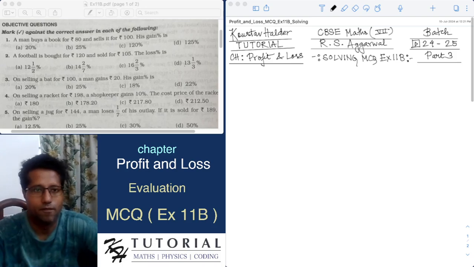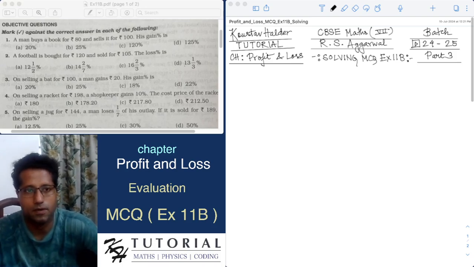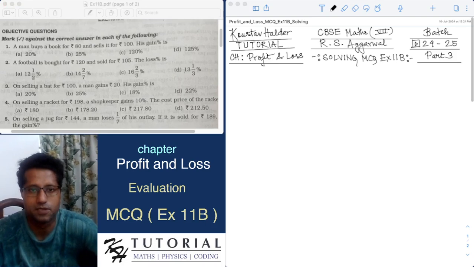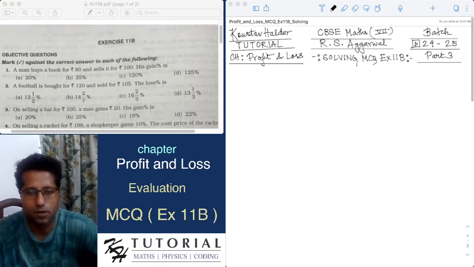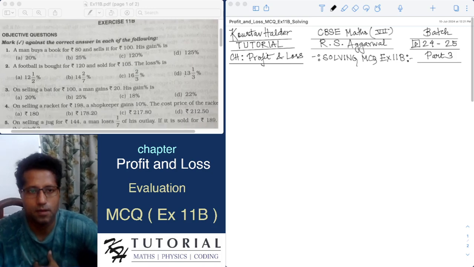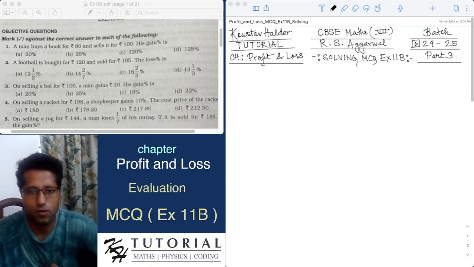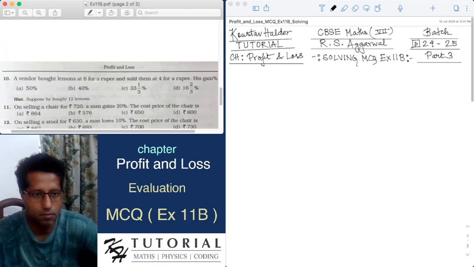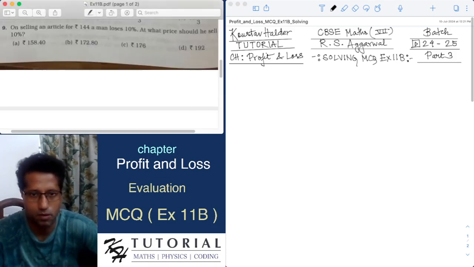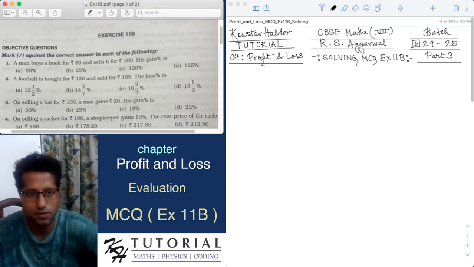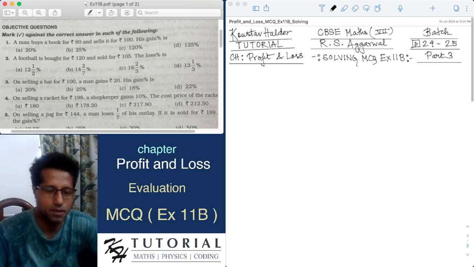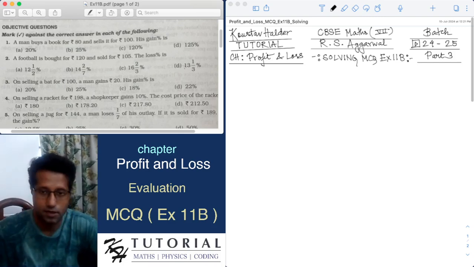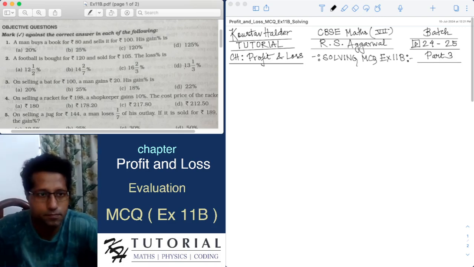Okay, so I have the MCQ questions from exercise 11B on the chapter of profit and loss on the left hand side, and I hope you can read. The font is large enough so that you can see it, and on the right hand side I will solve the problems. How many questions are there? There are 12 questions. All are MCQ. There are 4 choices and only one choice will be correct. So let's start solving the problems.